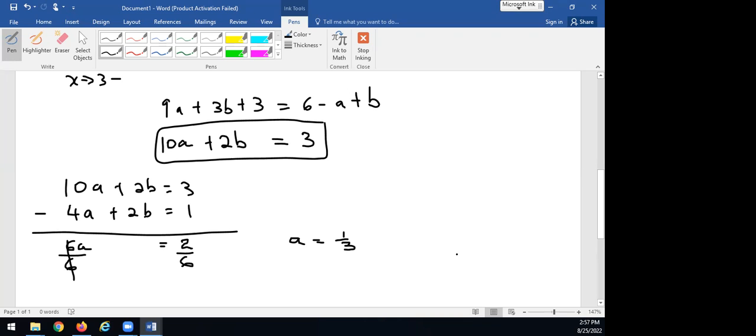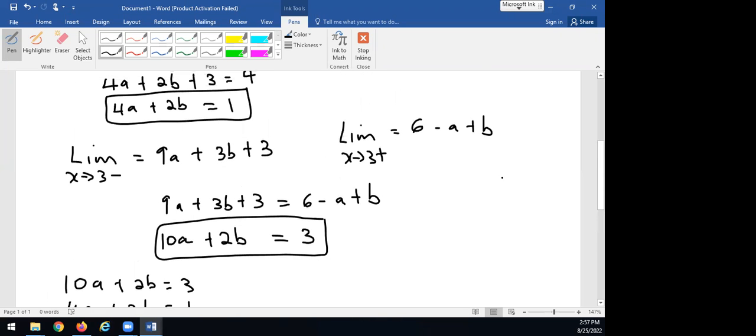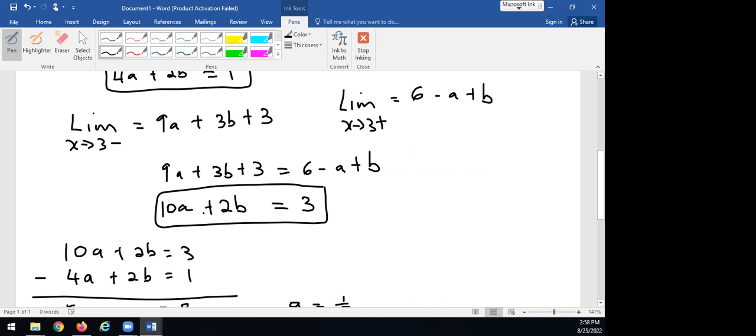Now that you found a, how can we find b? Any idea what we can do? Substitute a in for something among the equations. Very good, yeah. Take any of your equations, it doesn't matter which one, and plug in the value of a. Which equation are you guys using? It doesn't matter which one. The bottom one, I guess. This one right here? Yes.